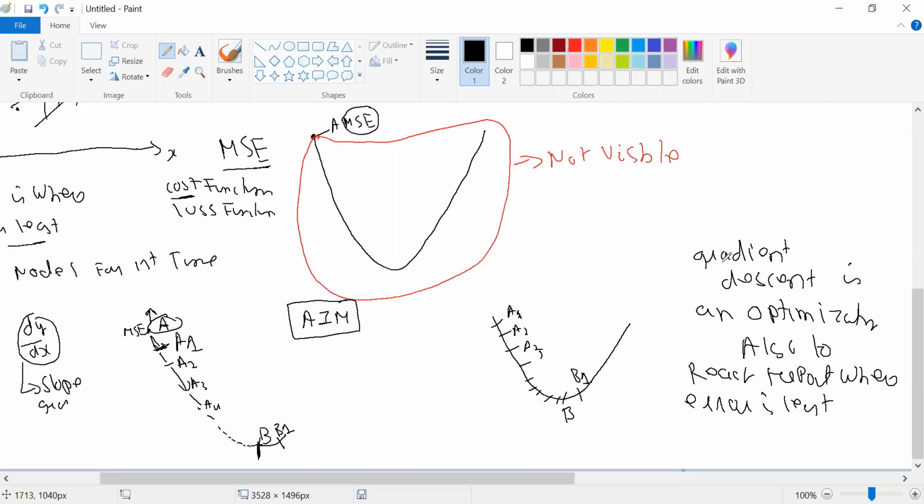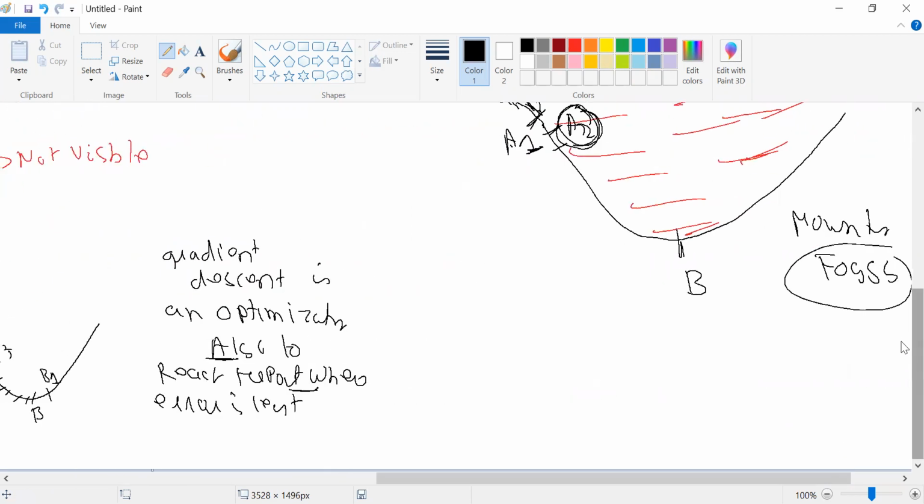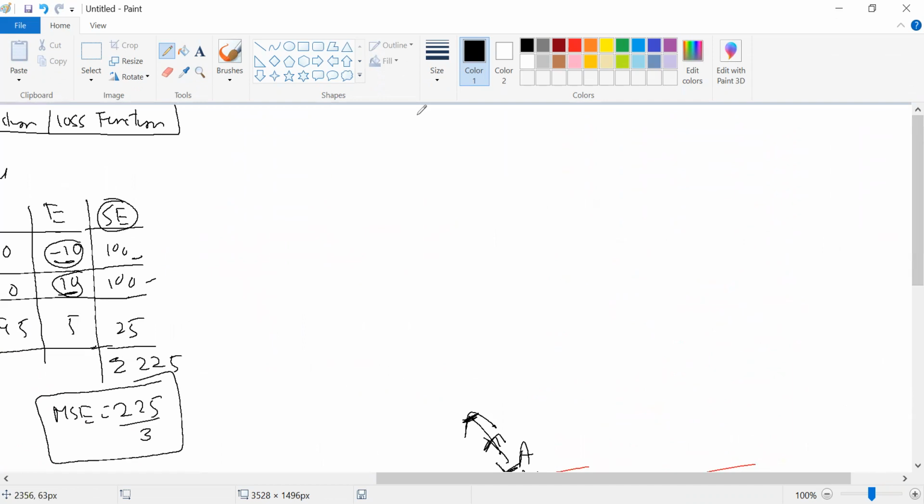ठीक है. So gradient descent is an optimization algorithm. It is used to reach the point where my error is least. Again, let me recap it. So I know it is a little difficult topic. So for example, what is my aim? My aim is to reach the point where my error is least. So I find the MSC.